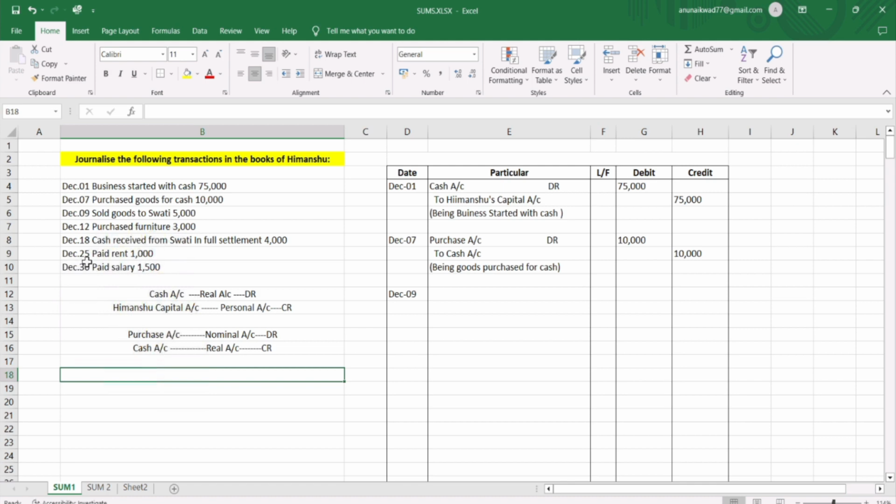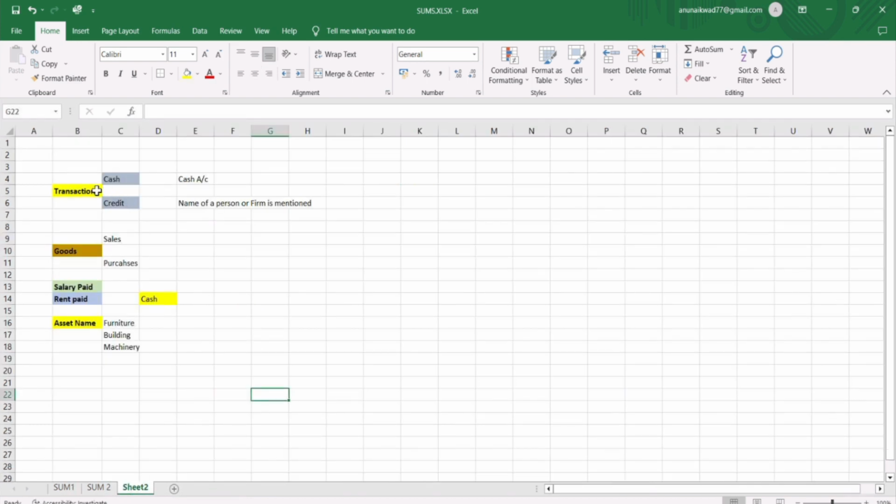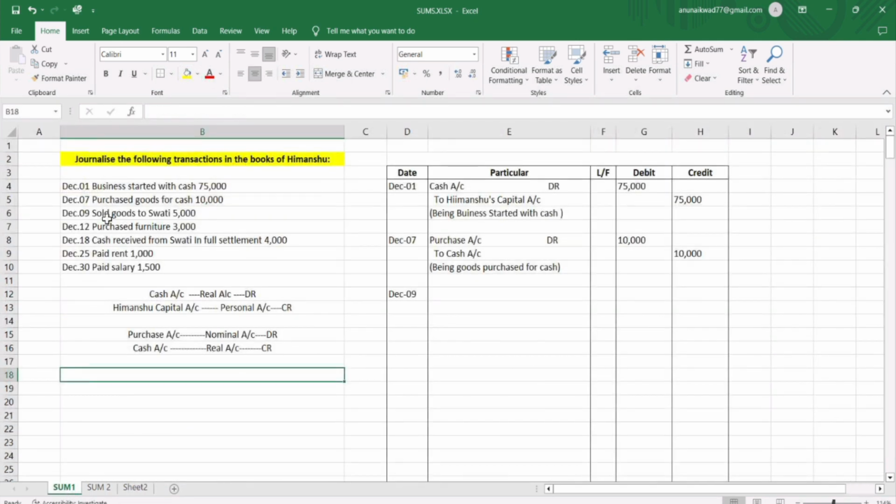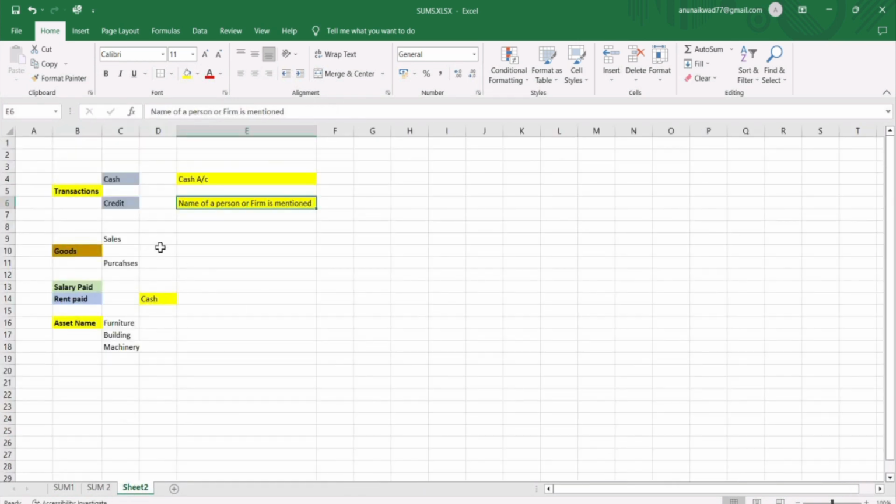Next transaction we have on December 9, 9th of December. What we did here, sold goods to Swati 5,000. Yes, when we just looked into the points, we saw that when cash comes into the transaction, cash account is to be taken into consideration. Now, name of the person is given. If you have observed, name of the person, here I'll highlight it for you. Sold goods to Swati rupees 5,000. Now we are selling it. There is no mention of cash. So it is a credit transaction.